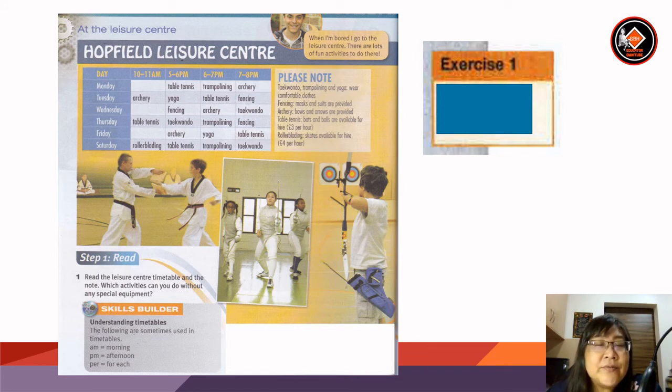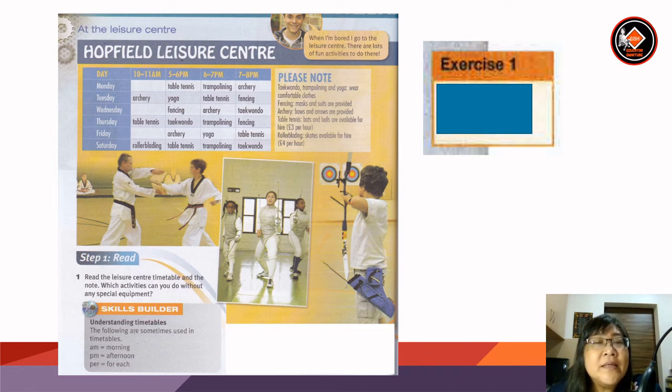Let's look at the instruction. Read the leisure center timetable and the note. Which activities can you do without any special equipment? Before we begin, let's look at the skill builder. Understanding timetables. The following are some times used in timetables. So you have AM is for morning, PM is for afternoon, and per is for each.